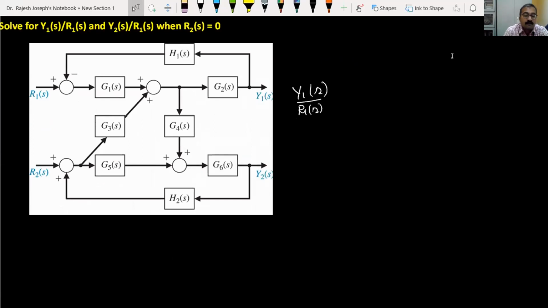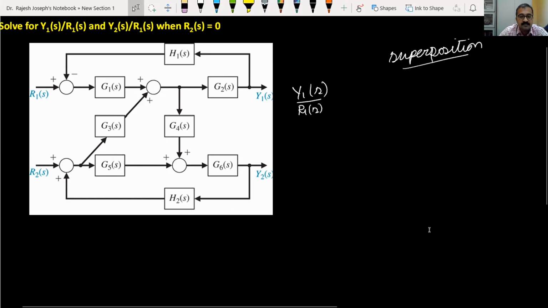There are two inputs, R1(s) and R2(s), so this is where we have to apply the superposition principle. We are discussing linear time invariant systems, and what is a linear system? One which obeys both the superposition principle and the homogeneity property. So to find Y1 by R1, you have to make R2(s) as 0. You just need to ignore that.